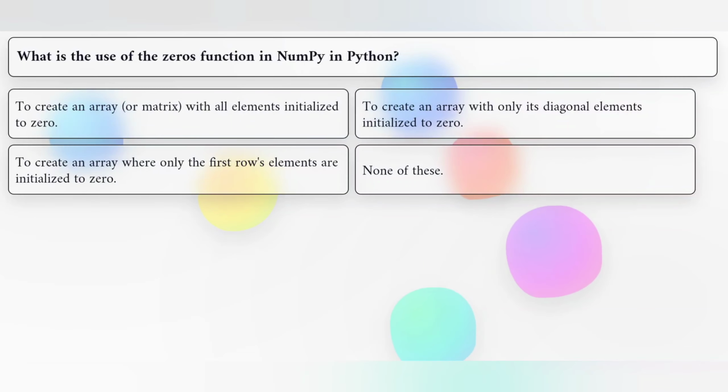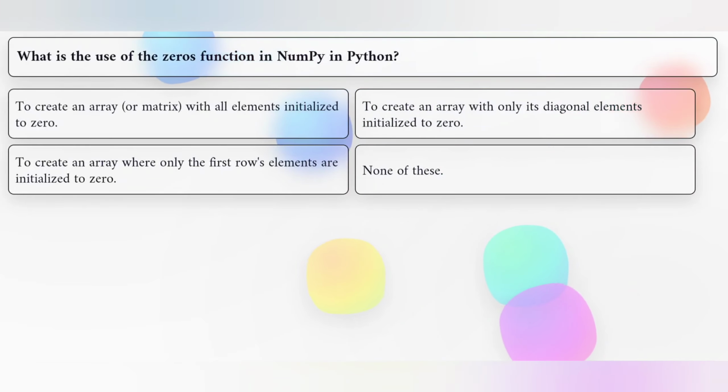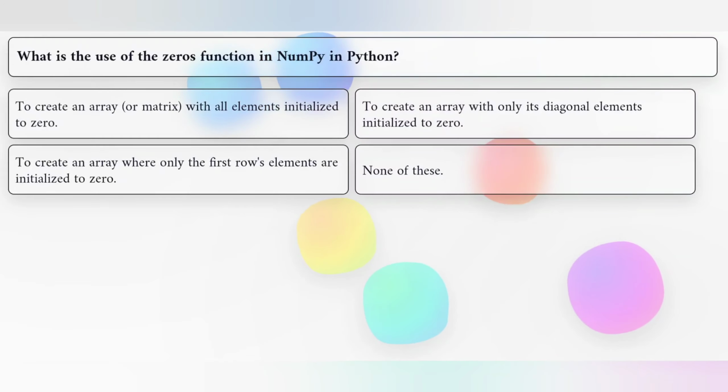What is the use of the zeros function in NumPy in Python? To create an array or matrix with all elements initialized to 0. To create an array with only its diagonal elements initialized to 0. To create an array where only the first row's elements are initialized to 0. None of these.